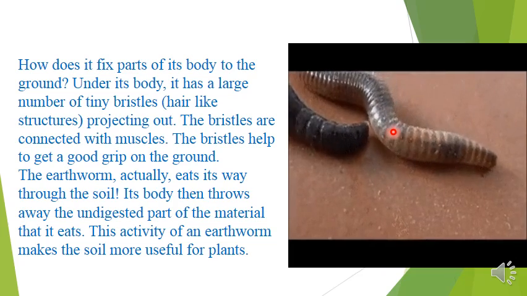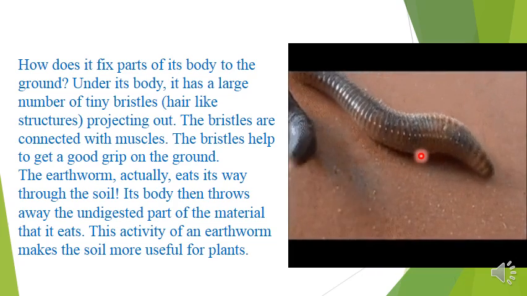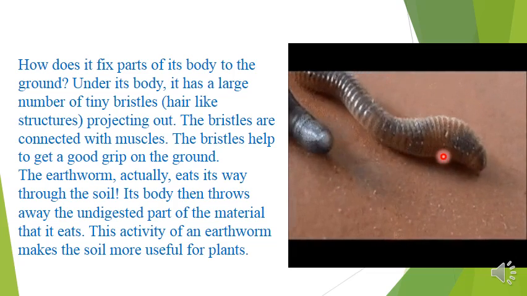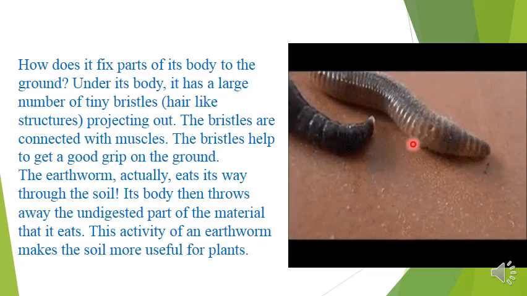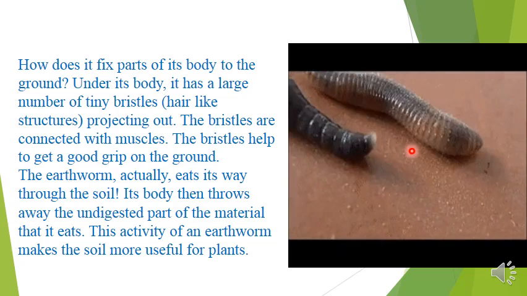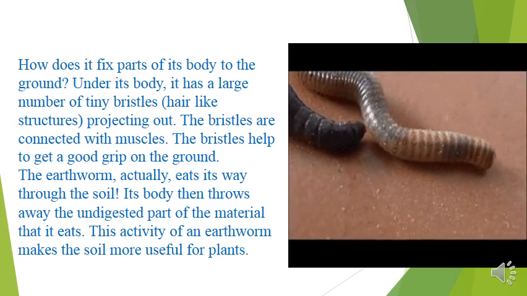Like this the earthworm moves. You can see in the image it is made up of small rings which are connected to each other and filled with a lot of muscles. For the grip it has so many hair-like projections called bristles.